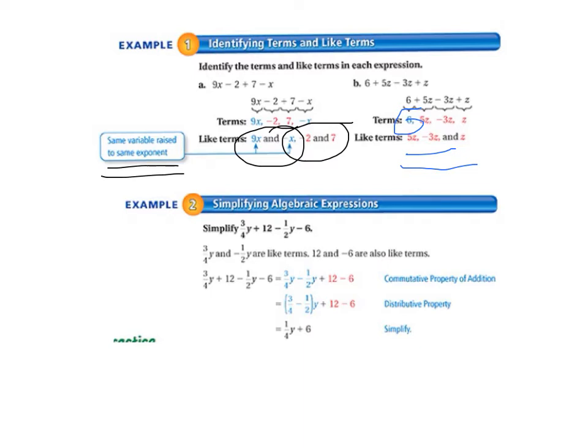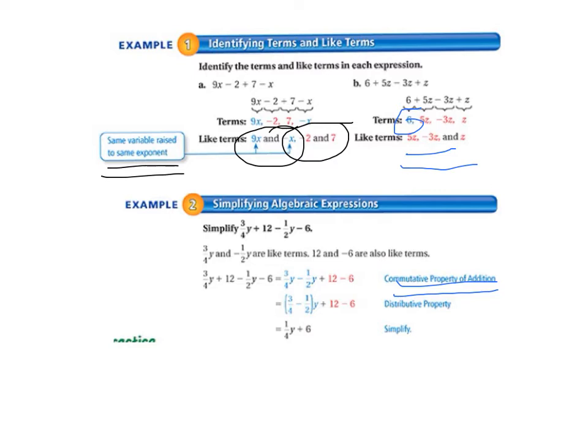Now we're going to move to example 2, where we simplify an algebraic expression. The algebraic expression we're given is 3/4 y plus 12 minus 1/2 y minus 6. 3/4 y and negative 1/2 y are like terms. 12 and negative 6 are also like terms. So we want to put those things together. So we use the commutative property of addition, and we move things around so that everything that's like is together.